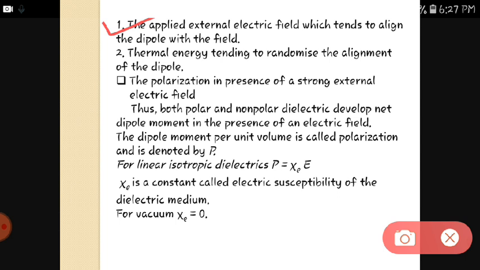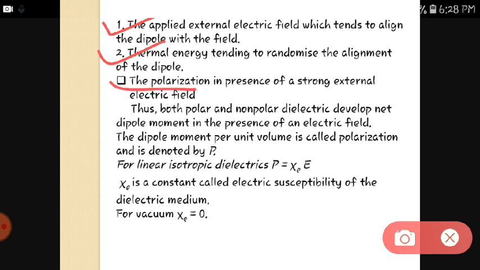Due to the thermal energy, all the non-polar molecules are aligned randomly inside a structure. But when we apply an external field, they are properly aligned in the direction of the external field. So this is the main difference between them.